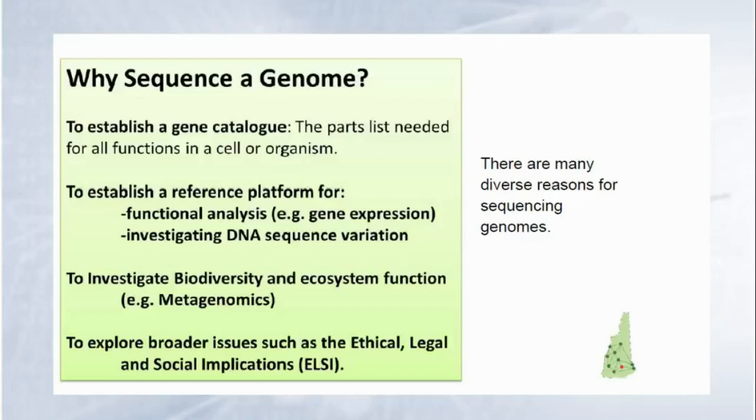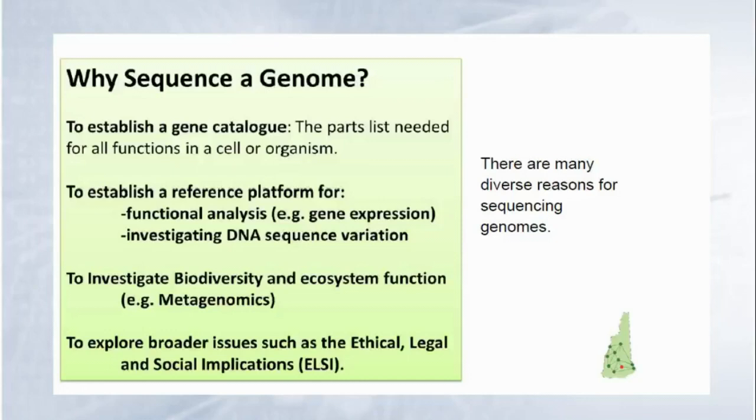The other reason for sequencing a genome is really to establish a reference platform. Having the genome sequence allows you to do other kinds of functional assays on that particular organism. For example, once we've established the catalog of genes, we can look at the RNA sequences produced during the development of that organism or in response to its exposure to a particular substrate, compare the amount of RNA in a sample for each of the genes, and understand something about gene expression and variable gene expression.